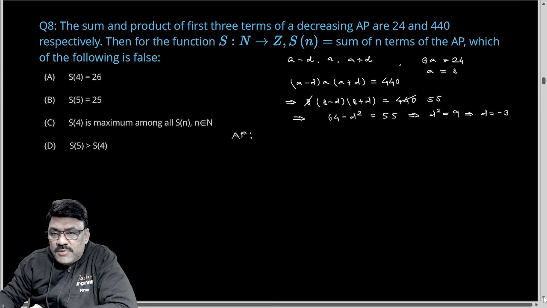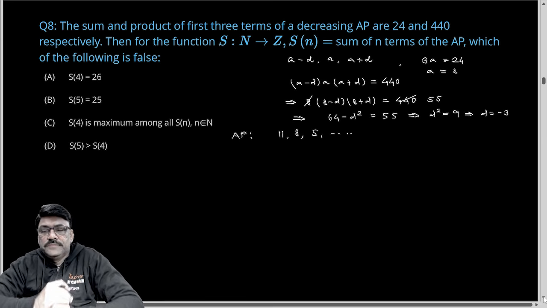First term of the AP is a, common difference d. A is 11, d is minus 3. The first term of the AP is 11, then you have 8, and then you have 5. So this is the AP: 11, 8, 5.